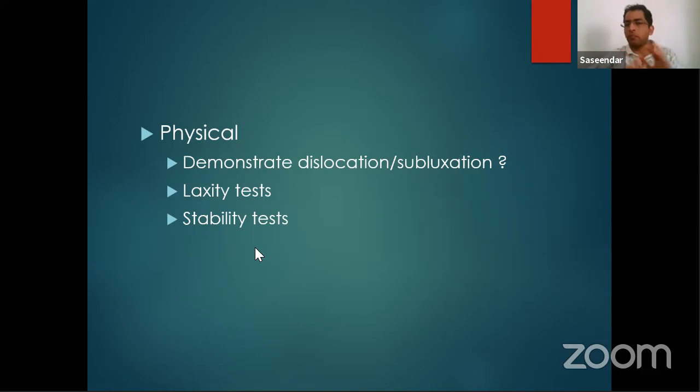So that is the completion of the test. You never do an apprehension test alone. You do an apprehension and relocation test. First, check for the apprehension by abduction and external rotation. Look at the face of the patient. If he has apprehension, then you push the head back inside with your palm, and the patient feels more comfortable in the same position of abduction and external rotation. Then the apprehension relocation test is positive.